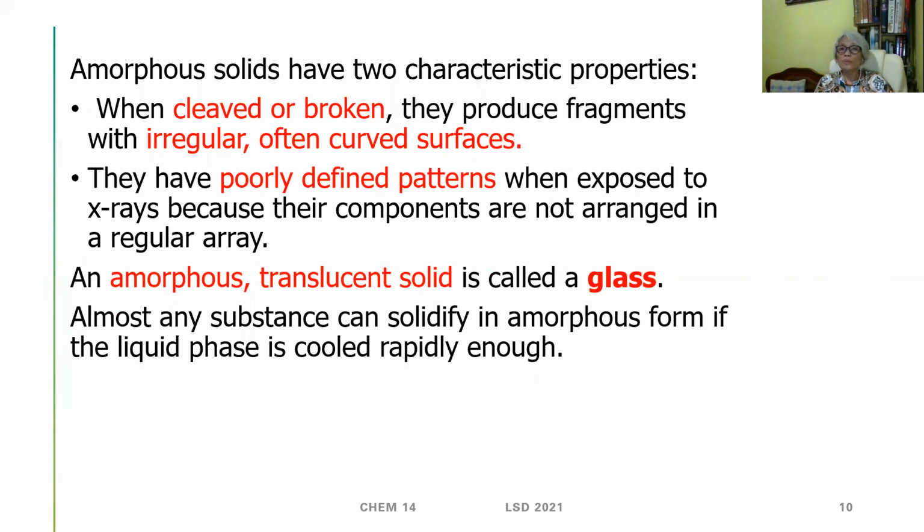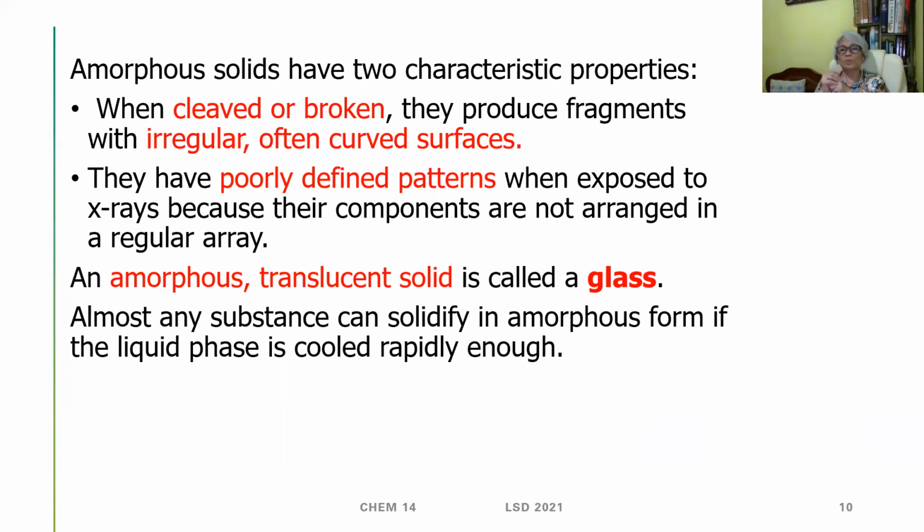They have two characteristic properties. One, when cleaved or broken, they produce fragments with irregular, often curved surfaces. And two, they have poorly defined patterns when exposed to X-rays, very unlike crystals, right? Because their components are not arranged in a regular array. So when cleaved, they produce fragments with irregular, often curved surfaces, unlike crystals, which break exactly the same as the original.